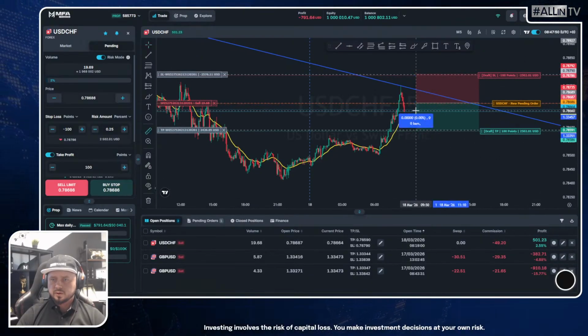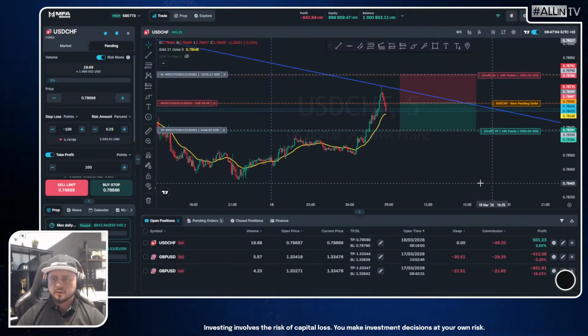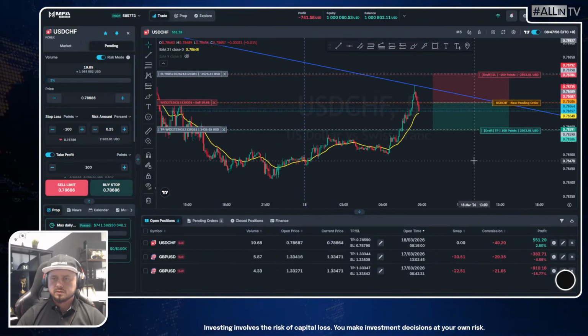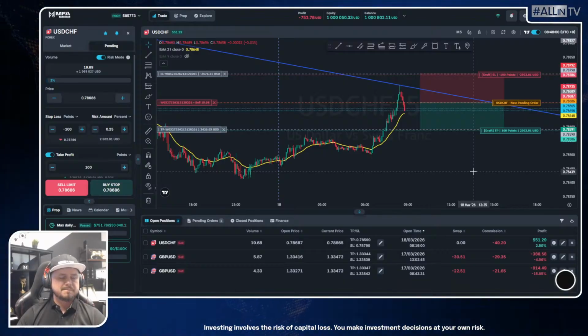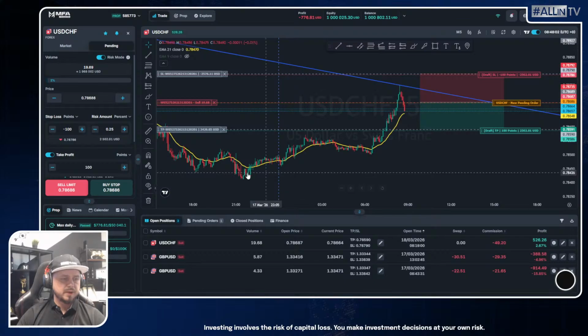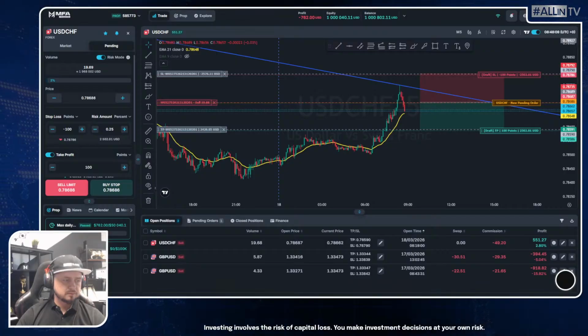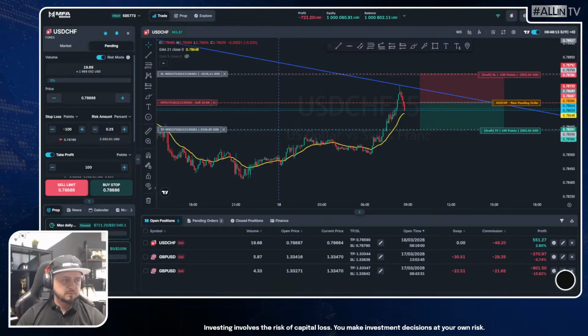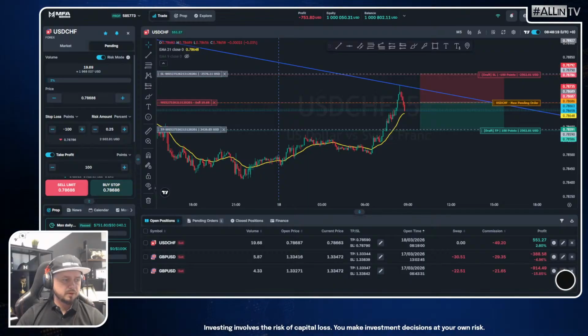We need few more pips, guys. We need just 7 more pips, and we're gonna have full take profit. So fingers crossed. There is some price action, so it's looking pretty good. Not too bad. Few more pips.